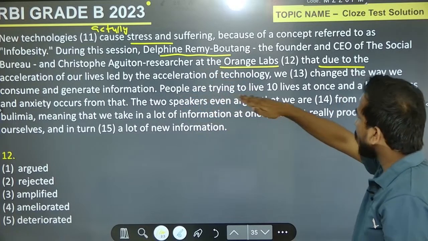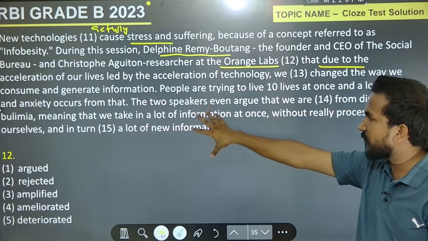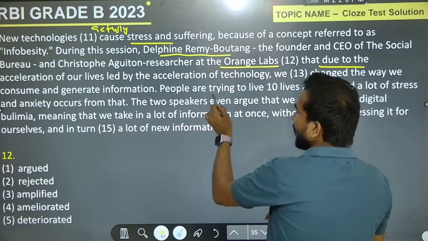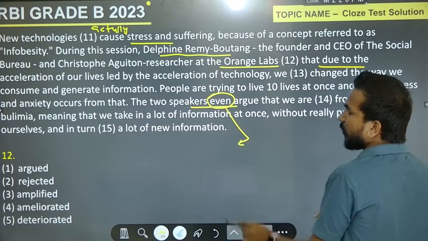After that, people are trying to live 10 times at once. A lot of stress and anxiety occurs from that. The two speakers even argue. Even is a word that will modify, or that will tell you that something has happened already.